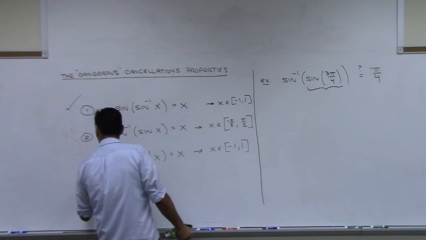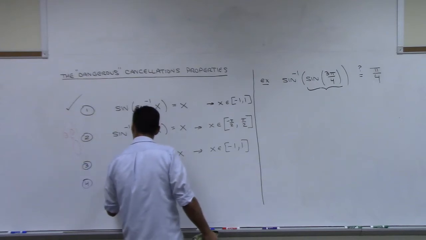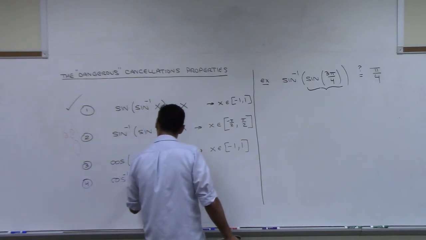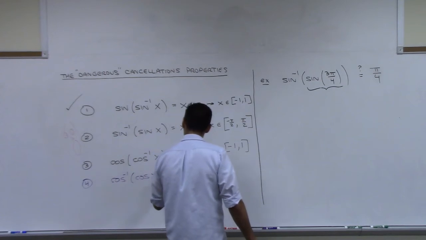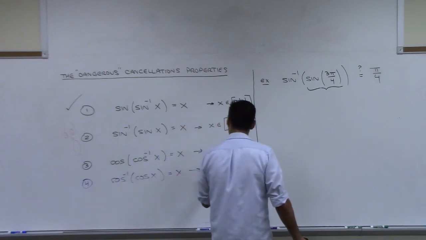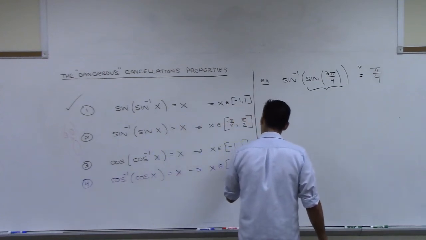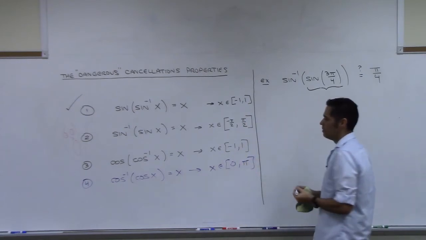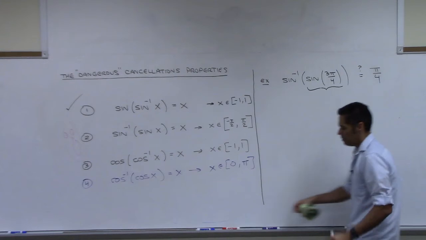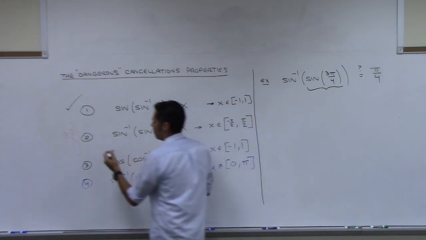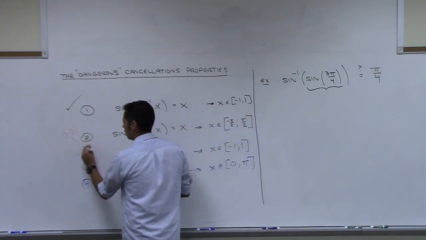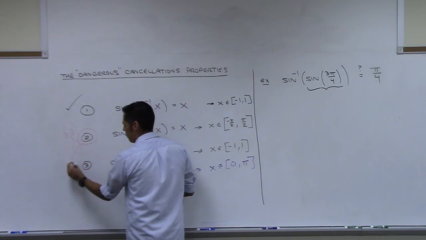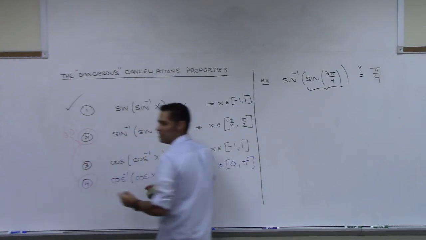All right, that's that one. And then the fourth one is cosine inverse of cosine x equals x so long as x is between 0 and pi. Property 2 and property 4 are the dangerous ones.